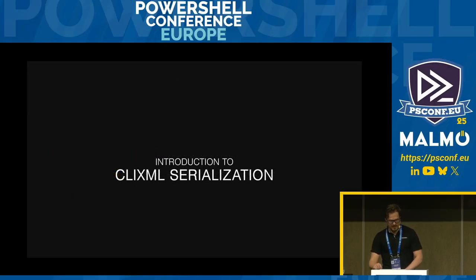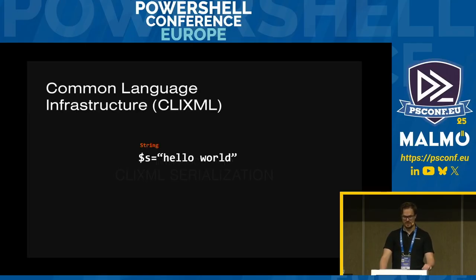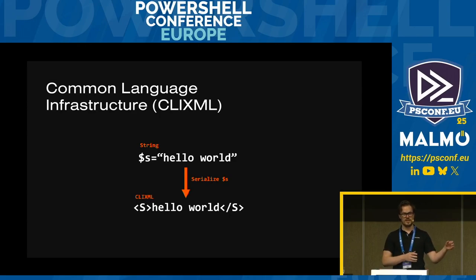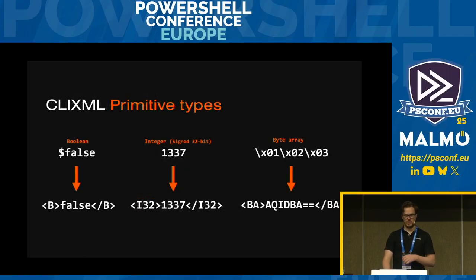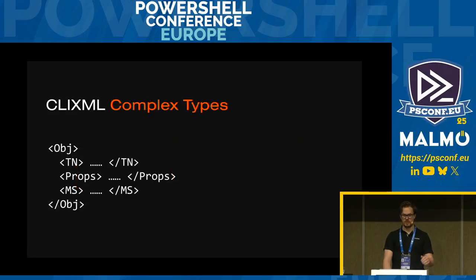So what is then CLI XML serialization? Or CLI XML at all, I guess. CLI stands for Common Language Infrastructure. And in PowerShell, if you do $s = "hello world", then that is a string. And if you serialize that string, it's going to become an S tag around the hello world. And this is the CLI XML serialized format of a string. It has the same thing for a Boolean, an integer, a byte array, and quite a few of the primitive types. It also has support for complex types.